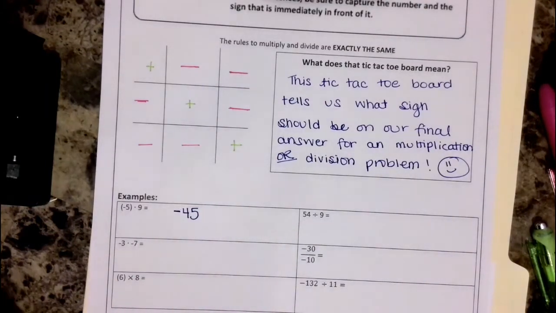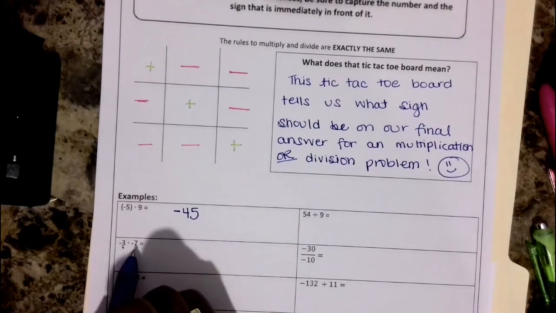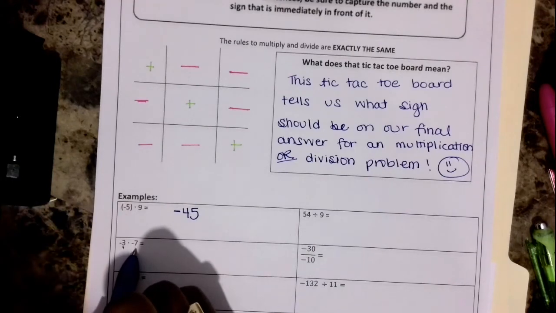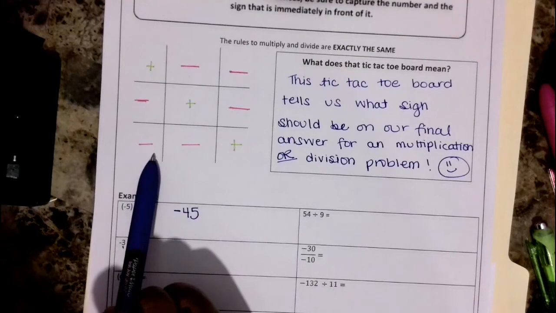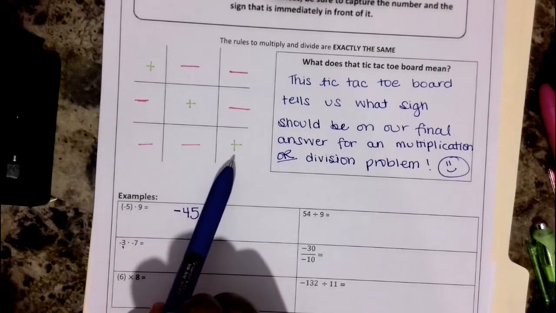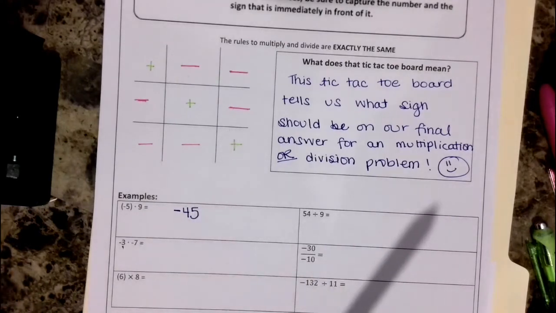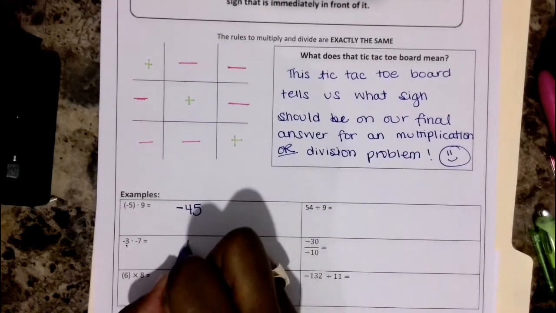Let's try the next one. I see that there's a -3, and I also see it's being multiplied by a -7. If I go back to my board, a negative number times a negative number should result in a positive product. So -3 times -7 will result in a positive 21.